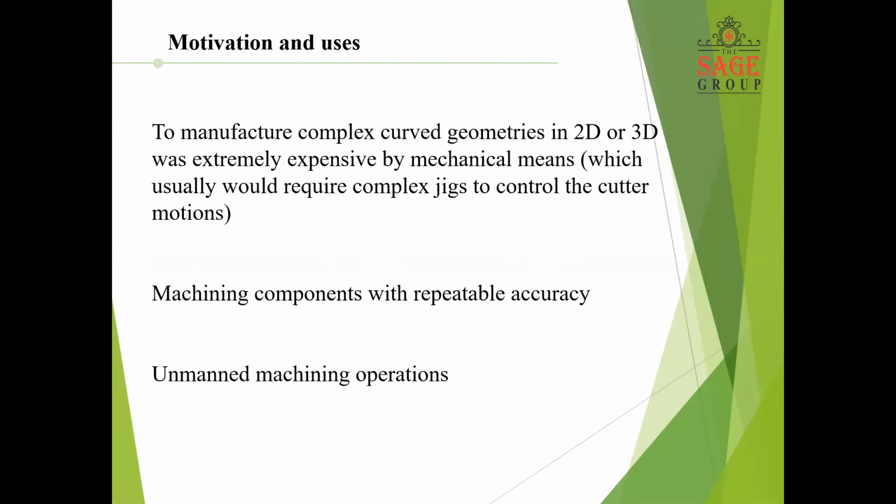Okay. Number one is we can produce complex curve geometries in 2D, 3D. Usually, by expensive mechanical means, we require complex jigs to control the cutter. Machining components with repeatable accuracy and unmanned machining operation. These are the three things which we can do with CNC machines.